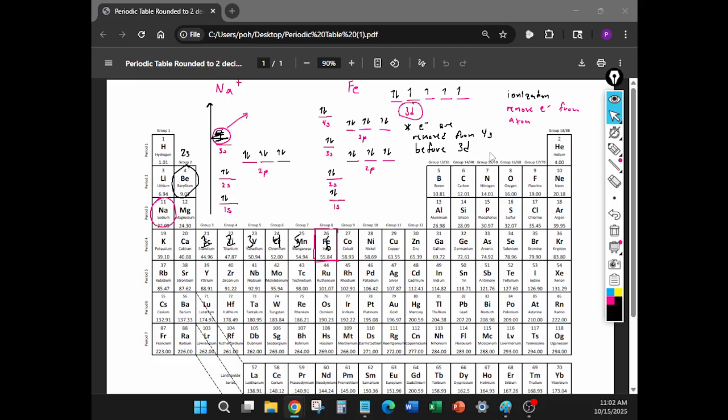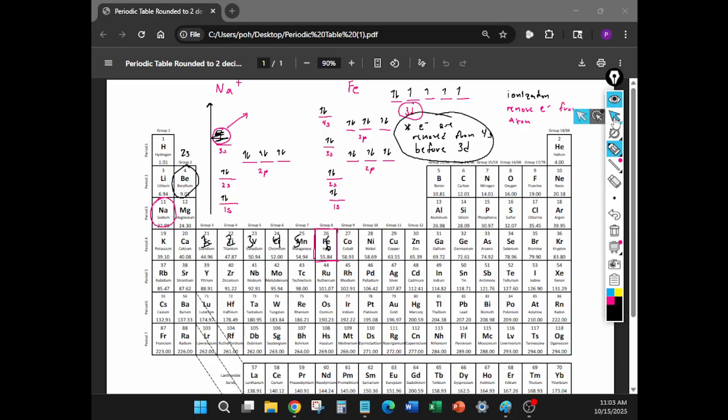To solve the problems, it's just very easy. Just remember, 4s is removed before 3d. Okay? All right. Any questions about that? This is very big. This is going to be on your exam too, by the way, the one that we take in class. I will try to trip you up and ask you to write the electron configuration for an element where you have to remove from 4s before 3d.